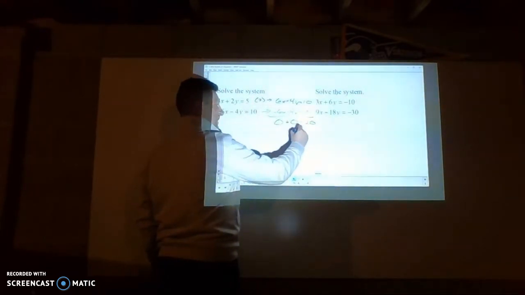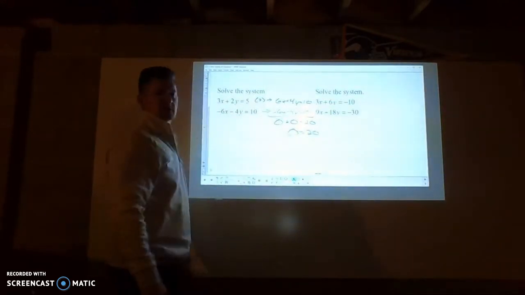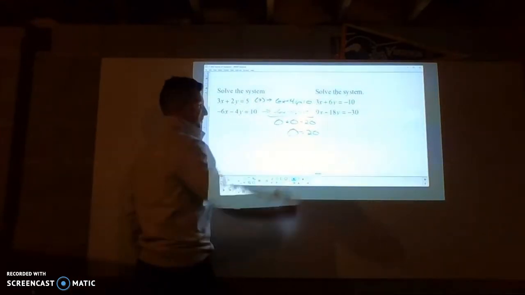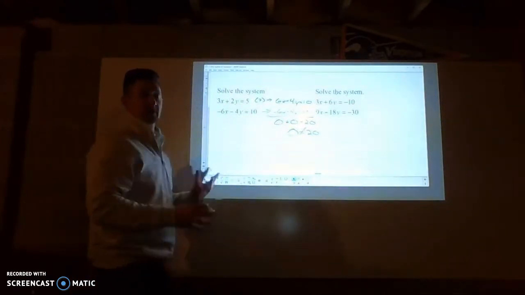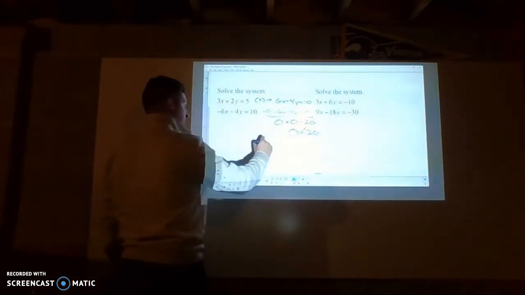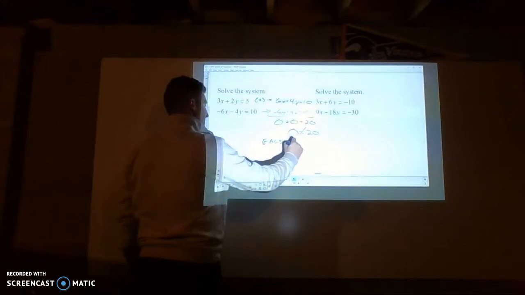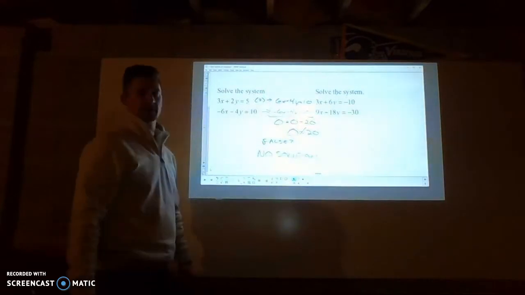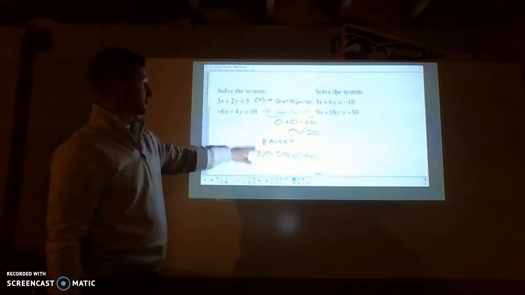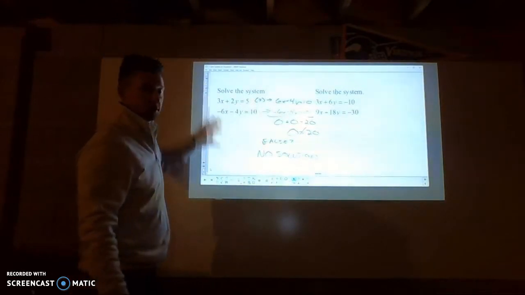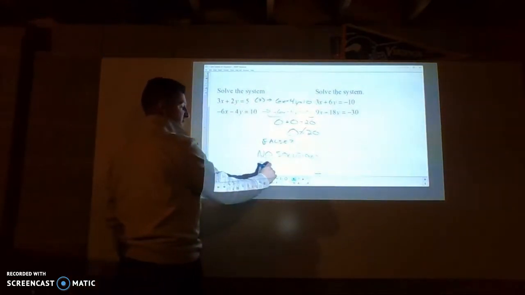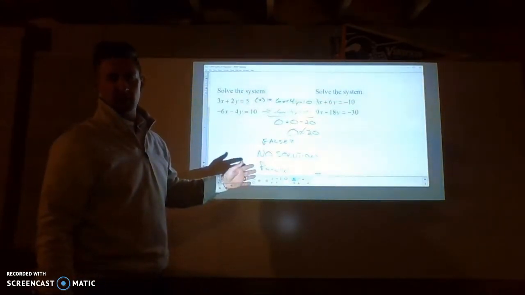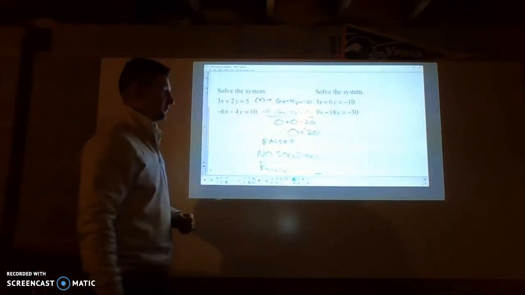So what I have is an equation that doesn't really make any sense. I don't have any variables, and 0 does not equal 20. We have a false statement. If all the variables disappear and you have a false statement left over, that means there is no solution to this particular system of equations. It means these two linear equations never cross, so they must be parallel. You don't have to write that down for an answer, but if they never cross, they must have the same slope and be parallel to each other.